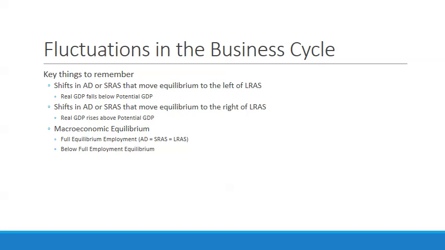We have below full employment equilibrium, and then we have above full employment equilibrium. So we have three situations in which equilibrium can occur: full economic equilibrium, then below full employment, which would be to the left, or above full employment equilibrium, which is to the right.